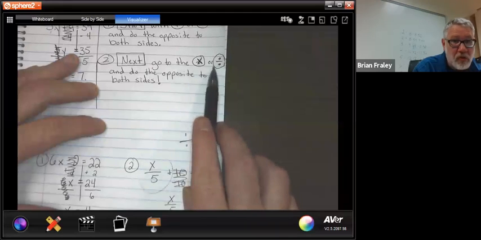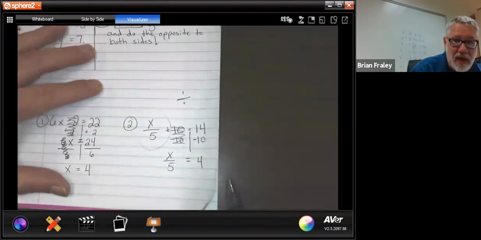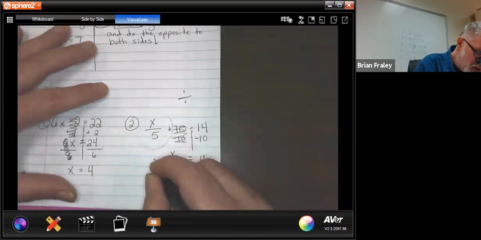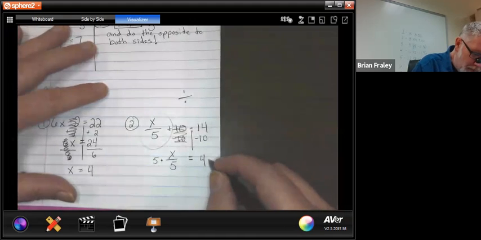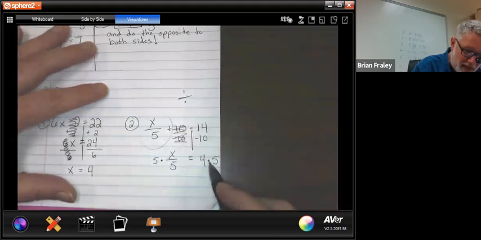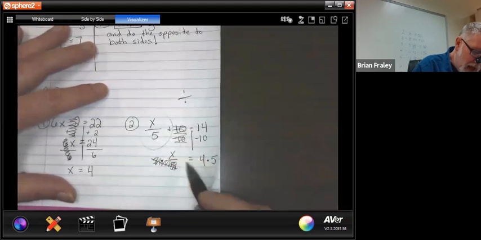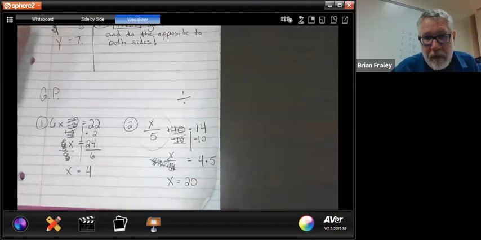Next, go to multiplication or division. If they're dividing by 5, I've got to do the opposite of that. Well, the opposite of dividing by 5 is multiplying by 5. So I'm just going to show that I'm going to multiply this side by 5 over here. And I'm going to multiply this side by 5 over here. Remember, the dot in the middle means multiply. These guys right here are going to cancel each other out. I've only got x. And what's 4 times 5? Well, duh, Mr. Fraley, it's 20.